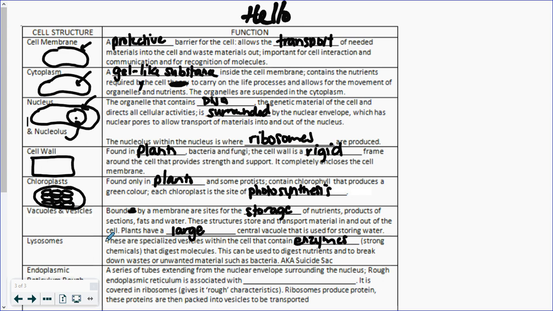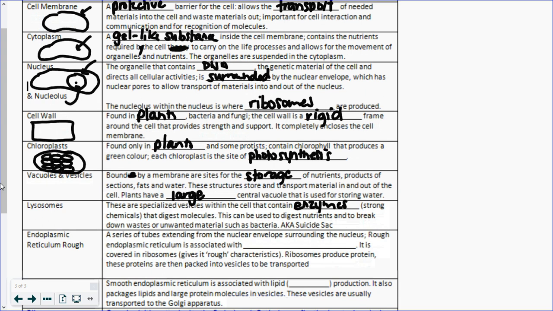And again, that's used for digesting nutrients and to break down other things. So, endoplasmic reticulum. So we have smooth and rough endoplasmic reticulum. So the first one we're talking about is the rough endoplasmic reticulum, which is a series of tubes that extend from the nuclear envelope. So if you look at the last diagram, they're usually really closely associated with the nucleus.